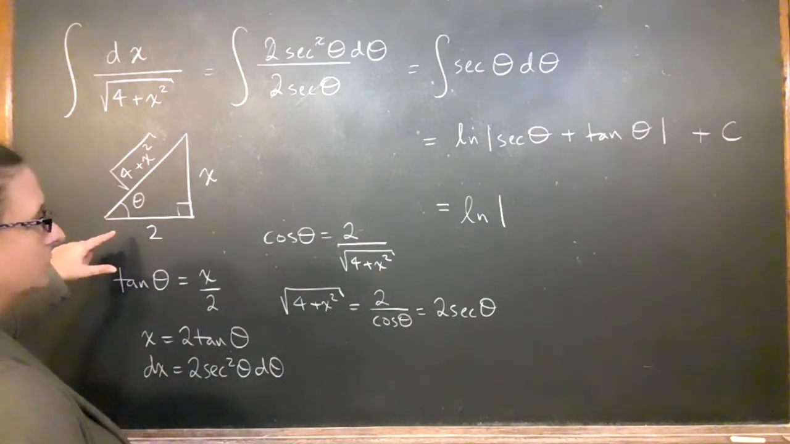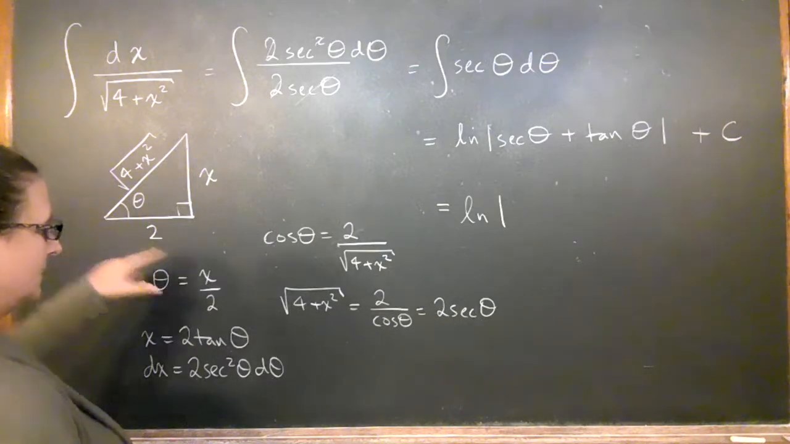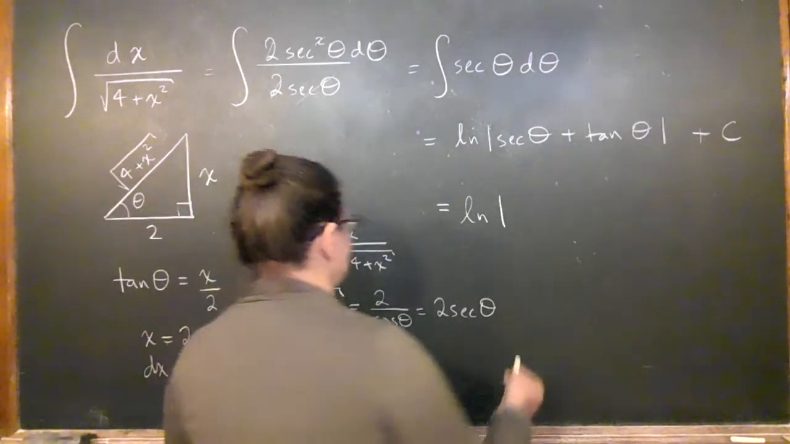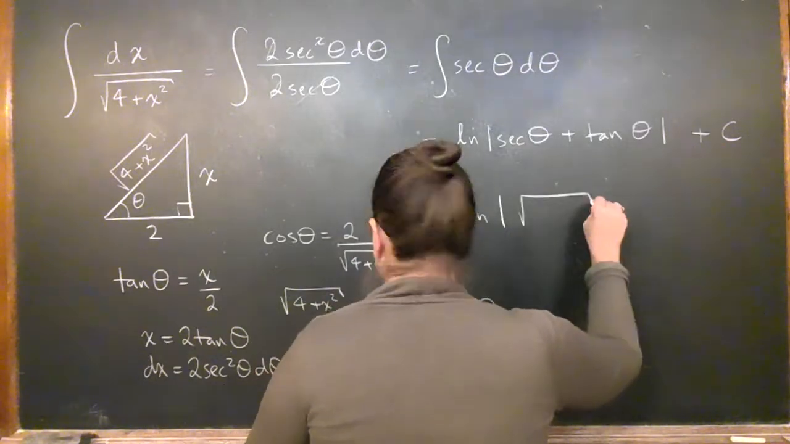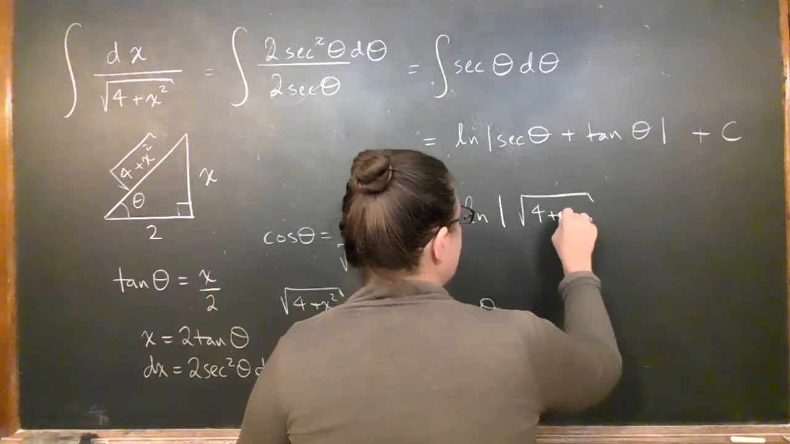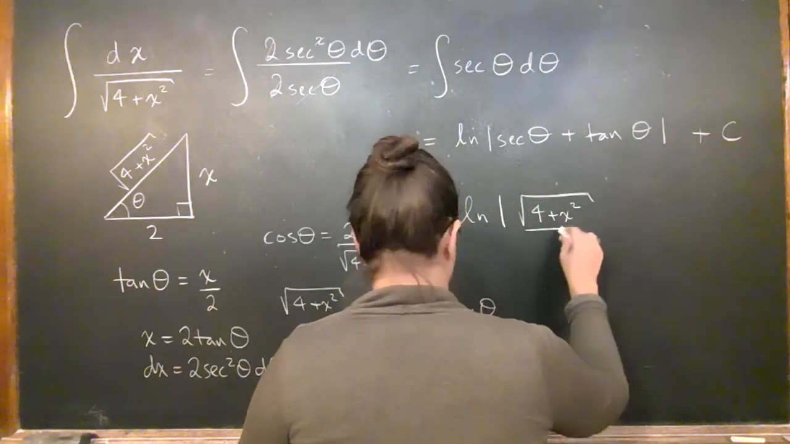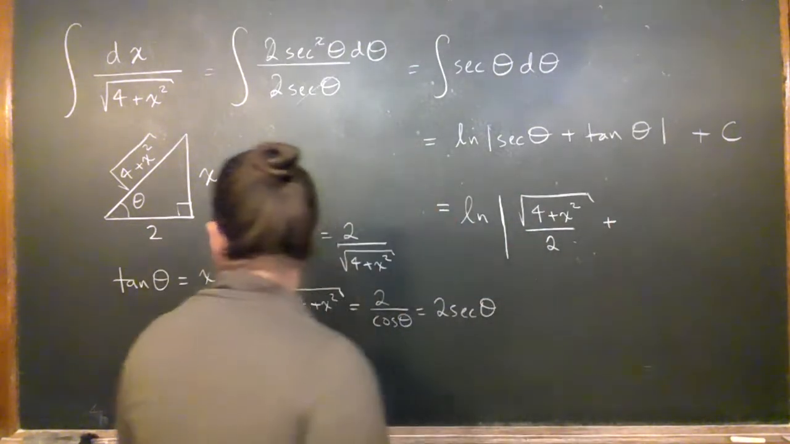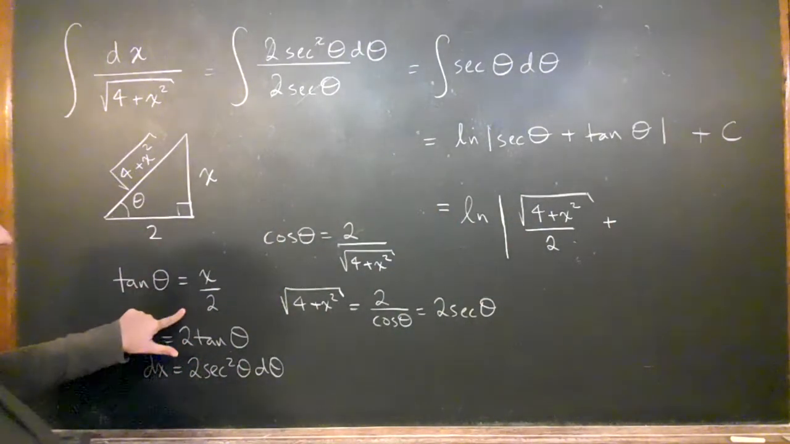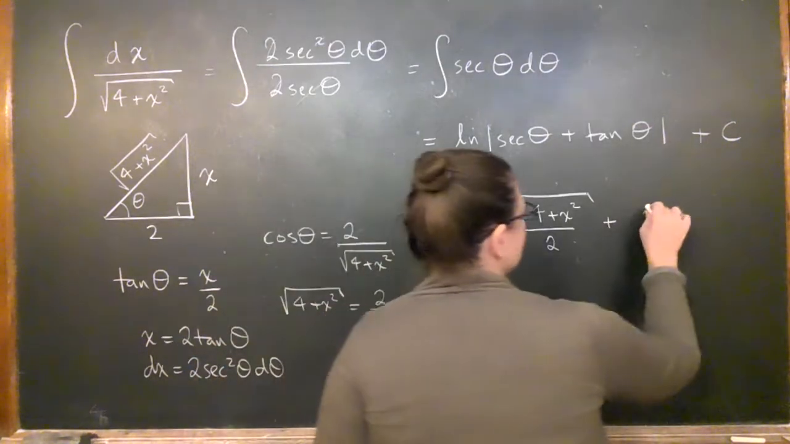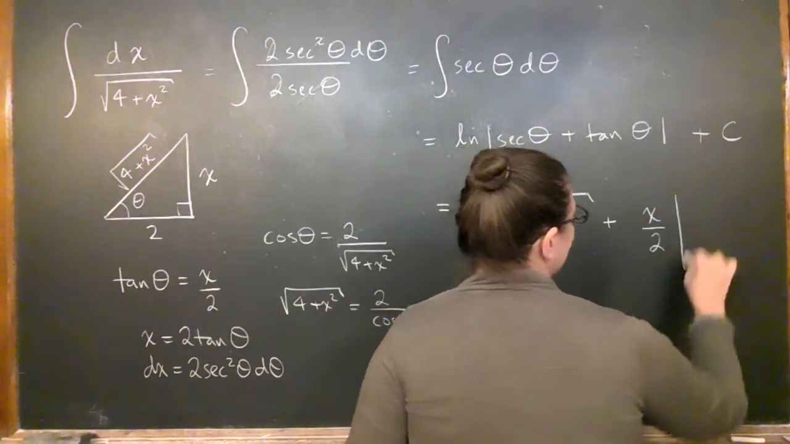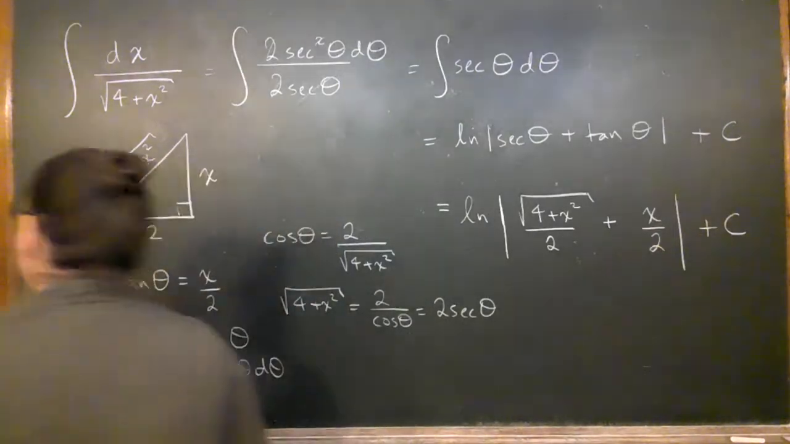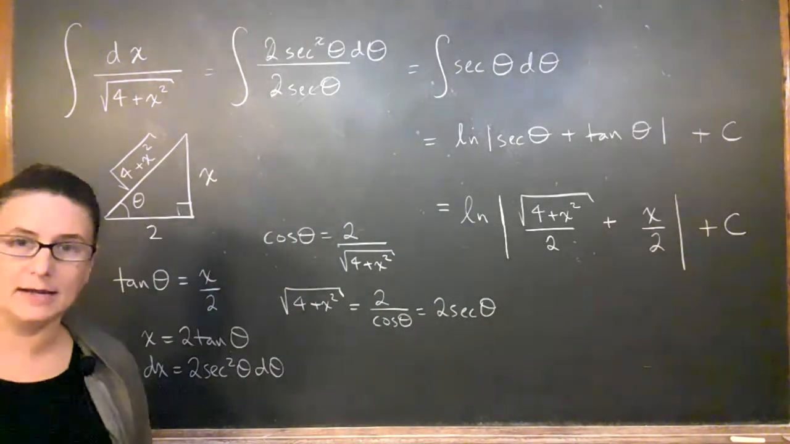let's see here, what did I figure out? I figured out secant, right? So secant theta is the square root of 4 plus x squared over 2. And then tangent is x over 2. And there's my answer. Okay? So, yeah.